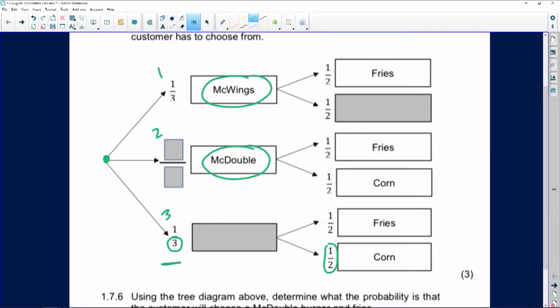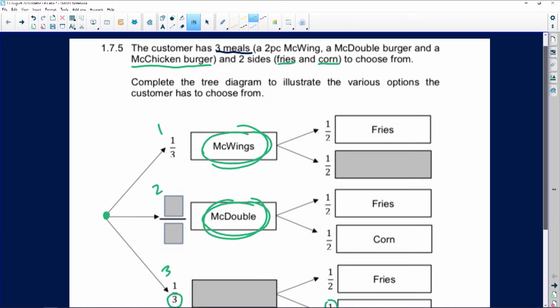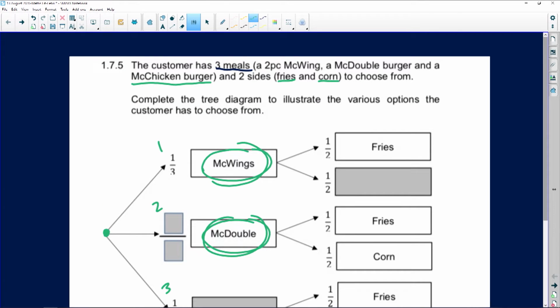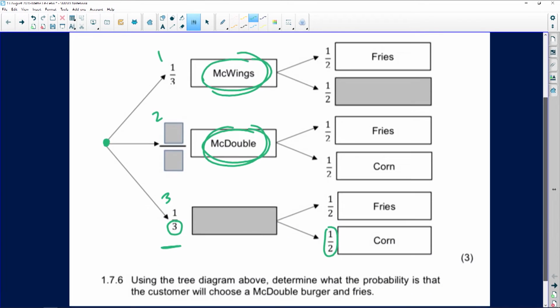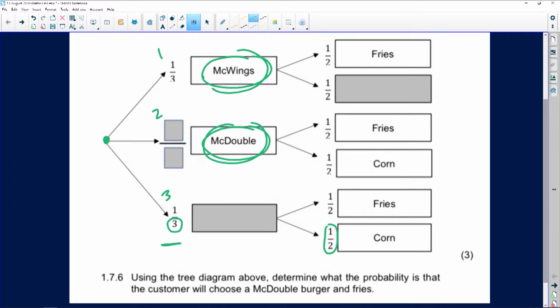So we have our first option, which is the McWings that I've spoken about, the McDouble, and then the third option, which is not written in there, but we are told what the third option is. Let's look at what the question says to us. The question says, complete the tree diagram to illustrate the various options the customer has to choose from. So the first option we have there, and we can see the empty spaces. The empty spaces are that space over there, this space over here, and that space over there as well.